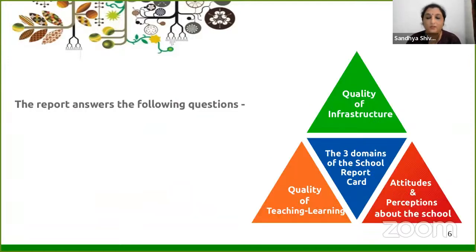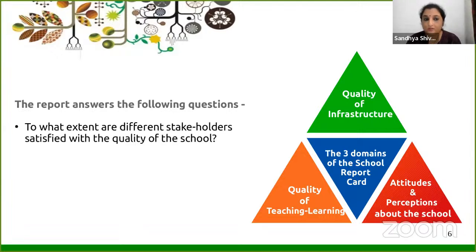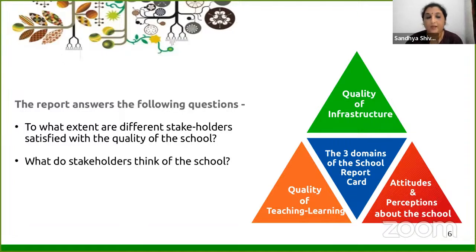Now, this report, the school report, basically answers these 2 questions. To what extent are different stakeholders satisfied with the quality of the school? That is, with the quality of teaching learning, with the quality of infrastructure. So quality of teaching learning and quality of infrastructure are the first 2 domains of this report card. And what do stakeholders think of the school? That is, the attitudes and perceptions of all the 5 stakeholders about the school itself, which becomes the third domain of this report card.